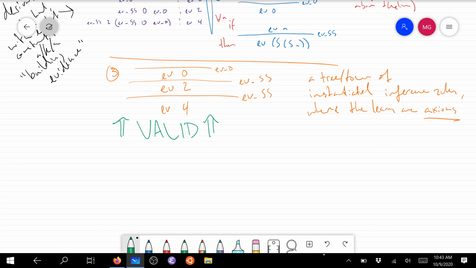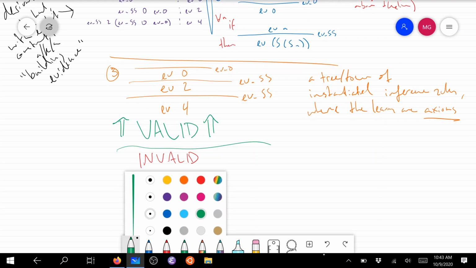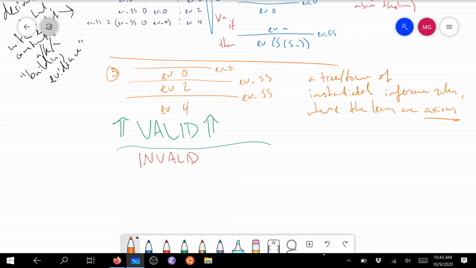This one's a valid one. Let's look at an invalid one. Invalid. Okay, so what would an invalid derivation be? An invalid derivation is one where the rules are misapplied in some sense.